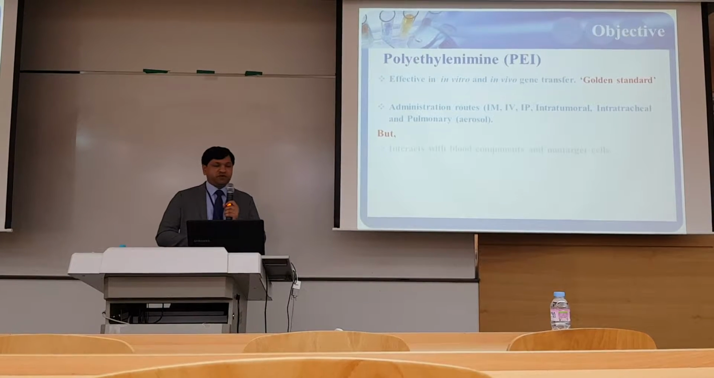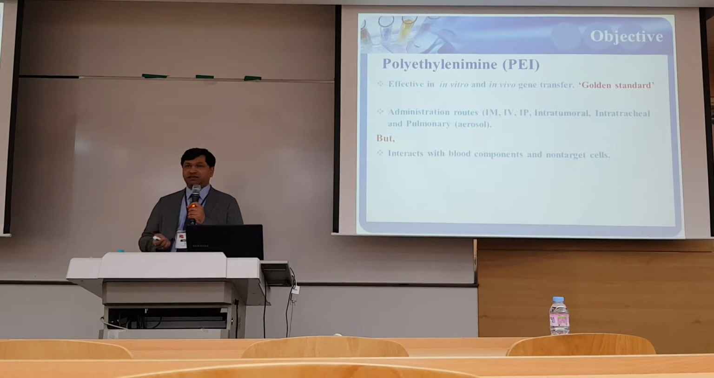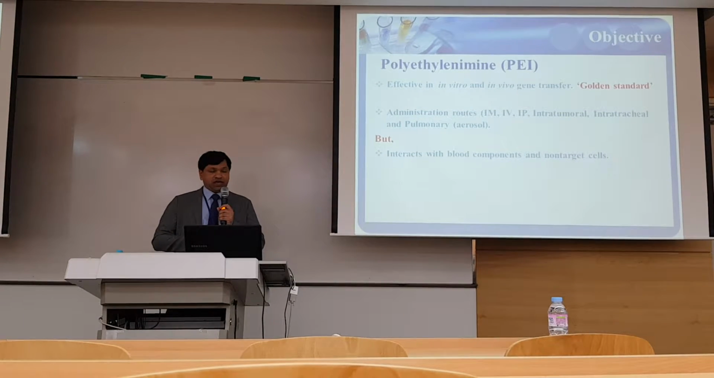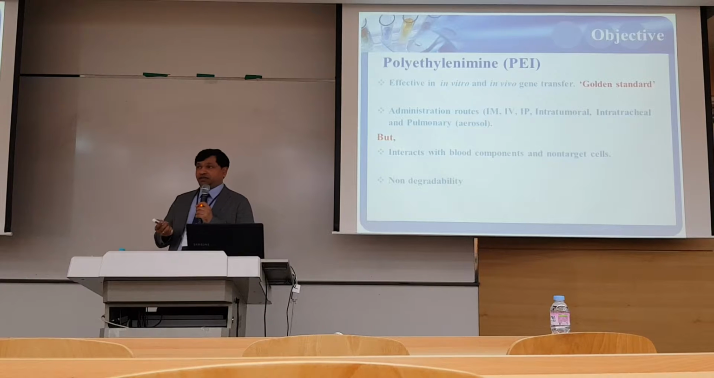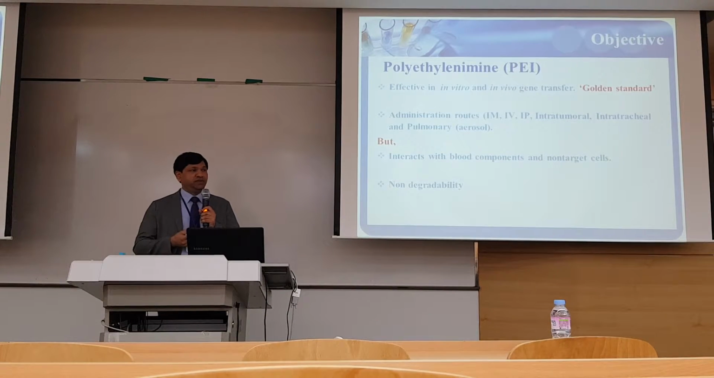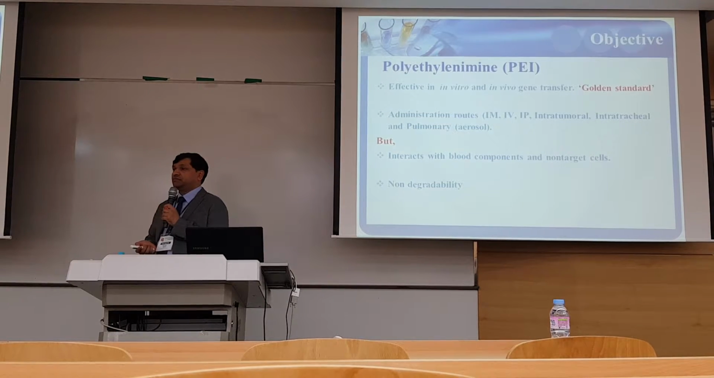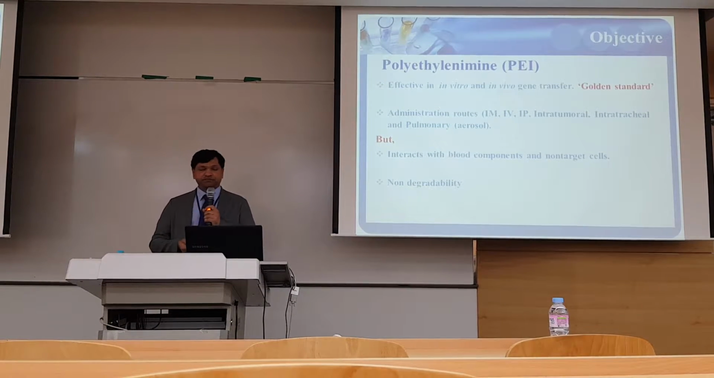But the problem with this polyethylenimine is that it interacts with the different blood components because of its high charge density as well as the amino groups. And that's the reason it has non-degradability, and that's why it shows high toxicity. So the higher the molecular weight of polyethylenimine, the higher the toxicity. But if you have a low molecular weight polyethylenimine, we can control the toxicity.